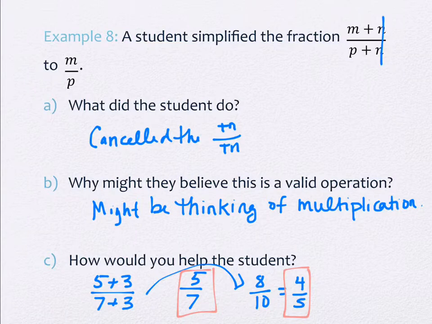So all of these different things are things you can do to verify why these two fractions are not the same. And since they're not the same, his method of canceling out the plus 3's can't work in general. Okay? Does that make sense?